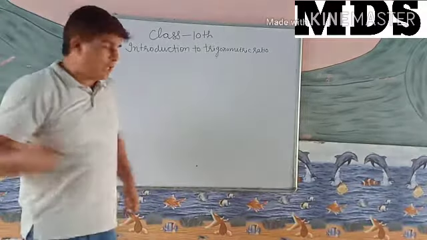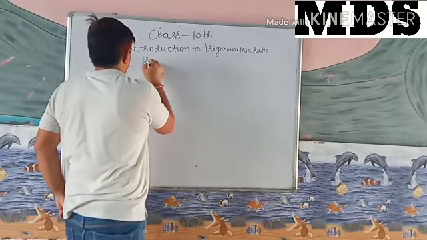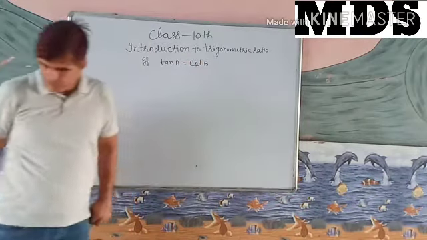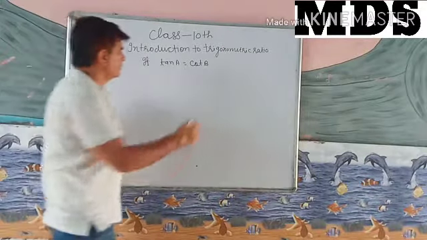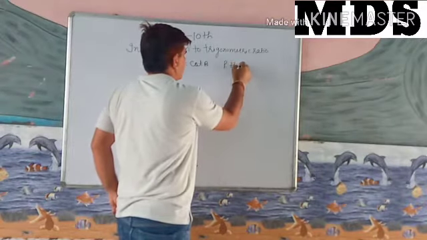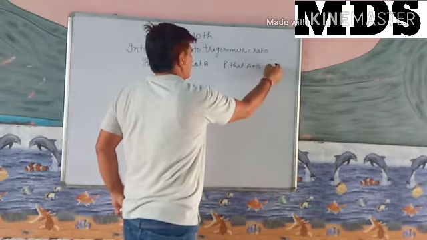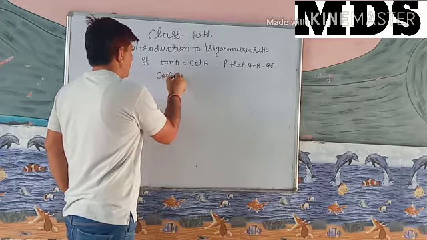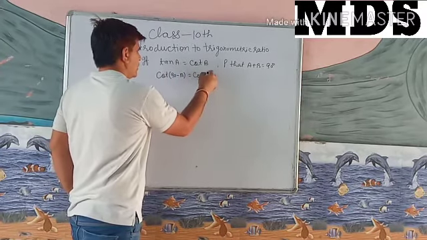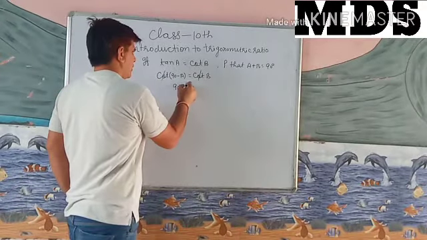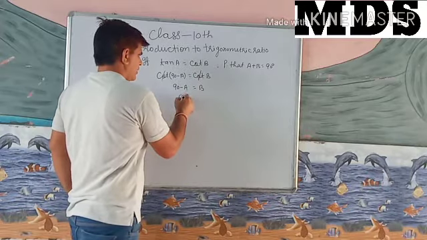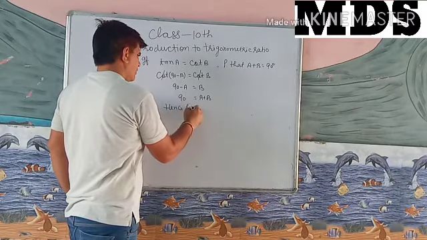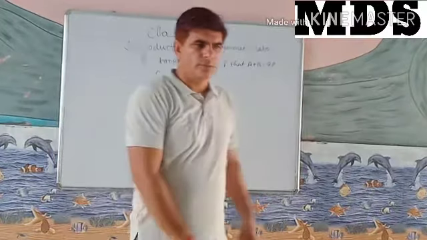It's given if tangent A equal to cotangent B, prove that A plus B equal to 90. Understood this? This we can write cotangent (90 minus A) equal to cotangent B. Both cancel. 90 minus A equal to B. Taking A to this side, 90 equal to A plus B. Hence proved. Understood or not, all of you?